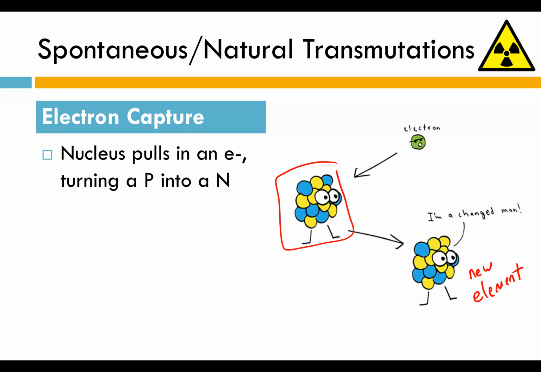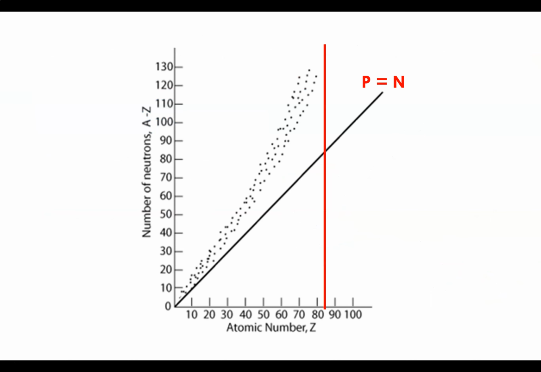Okay, so this also occurs when there are too many protons in the nucleus. It looks very similar to the change of a positron decay. And we don't have a particle being emitted, so we're not going to see some sort of penetrating ability for electron capture.